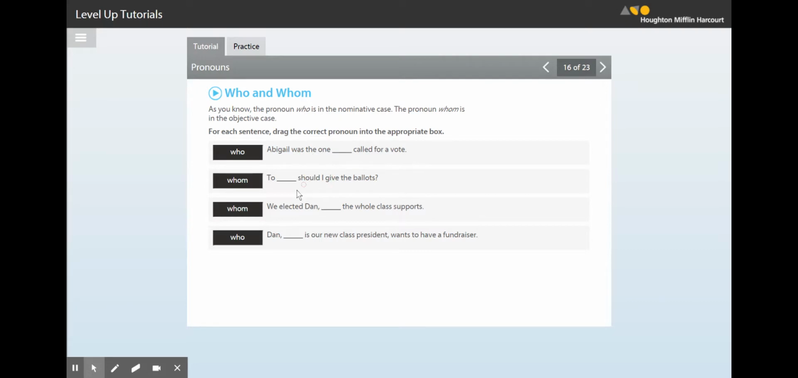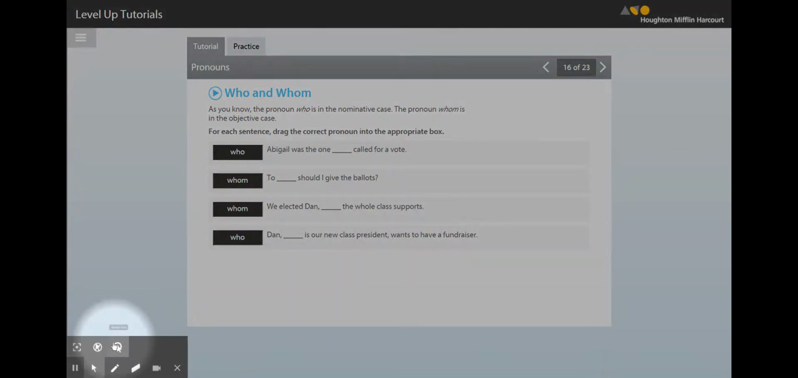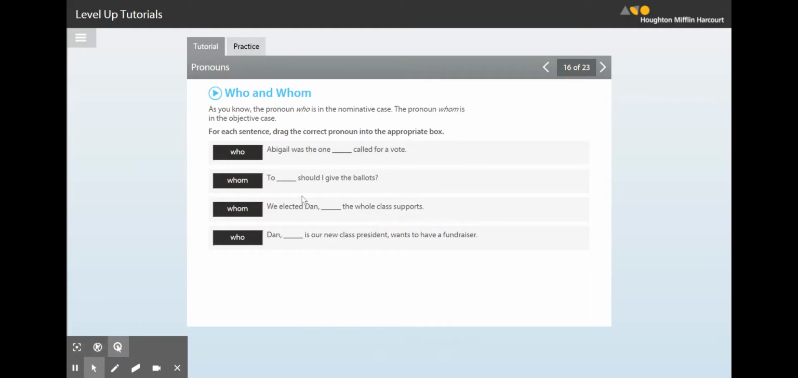Can I drag these? Let's see here. Bear with me. Well, I'm not sure why this isn't working, but this one should be who. Abigail was the one who called for a vote. Number 2, to blank, should I give the ballot? So if I were to answer this question and rephrase it, I should give the ballots to him. Him equals whom in this case.